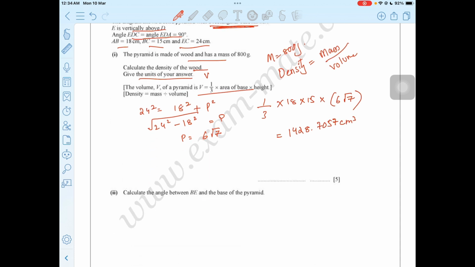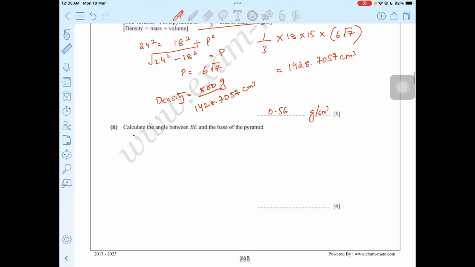Now finally we have to calculate the density, right? We have our mass as 800 grams and we have our volume as 1428.7057, right? So let's just quickly do it. Yeah, so this is 0.56. Since this was in gram and this was in centimeter cube, this would be grams per centimeter cube.